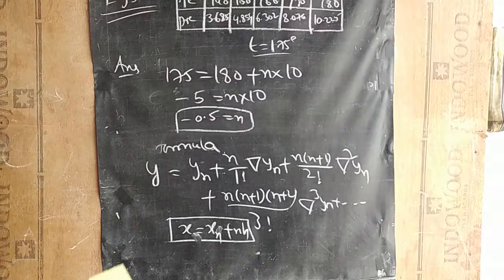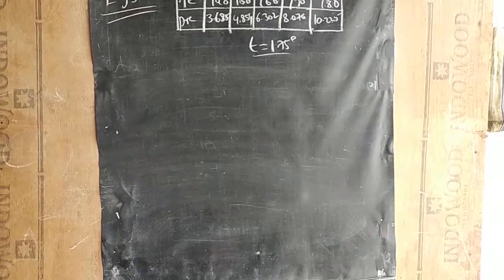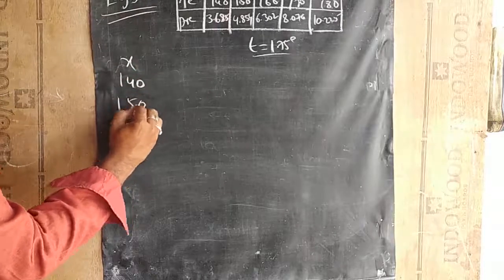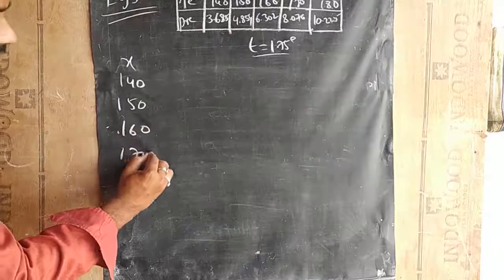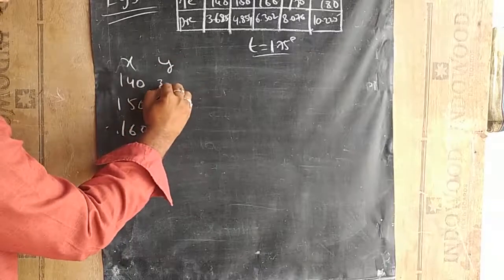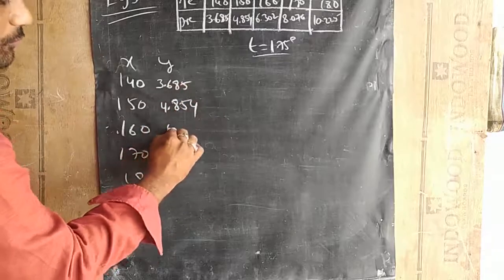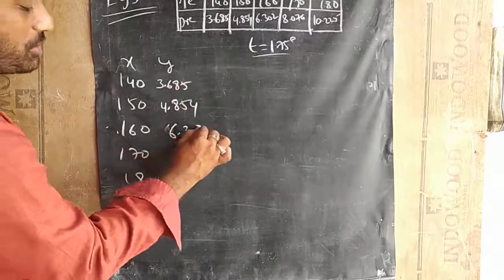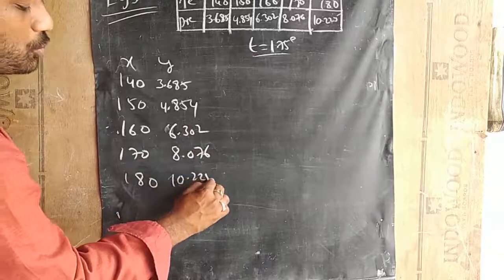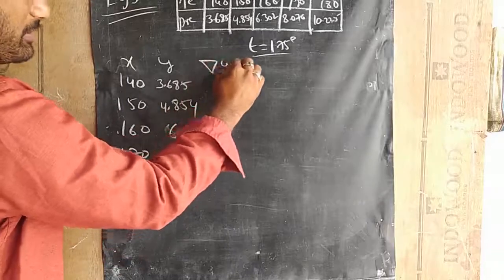Now let us write the backward difference table. So x values are 140, 150, 160, 170, 180. The y values are 3.685, 4.854, 6.302, 8.076, 10.225.